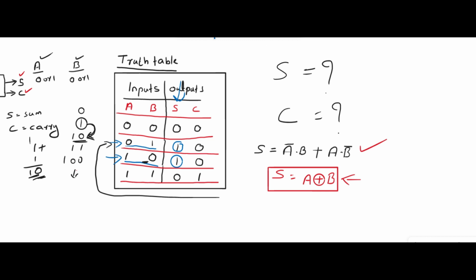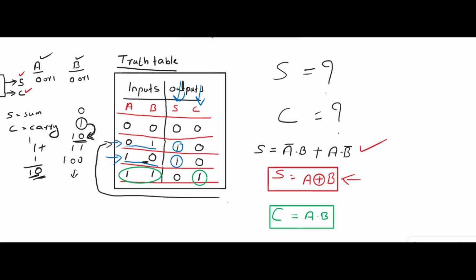Similarly, now we will see the carry. Look at the carry column, the C column. The output is high only in the last condition. That means carry is 1 only when A is 1 and B is 1. So what is carry? C is equal to A into B. A and B should both be 1. So this is the equation for carry.